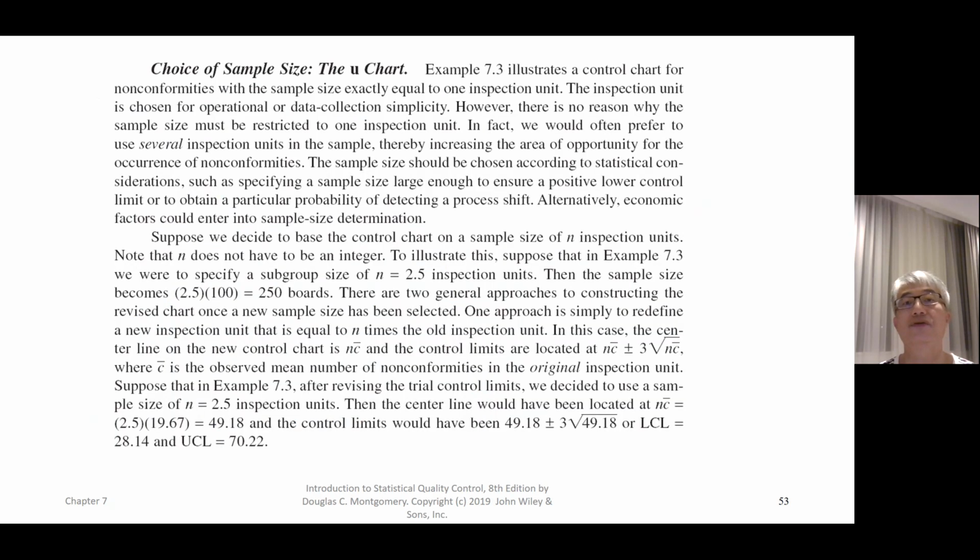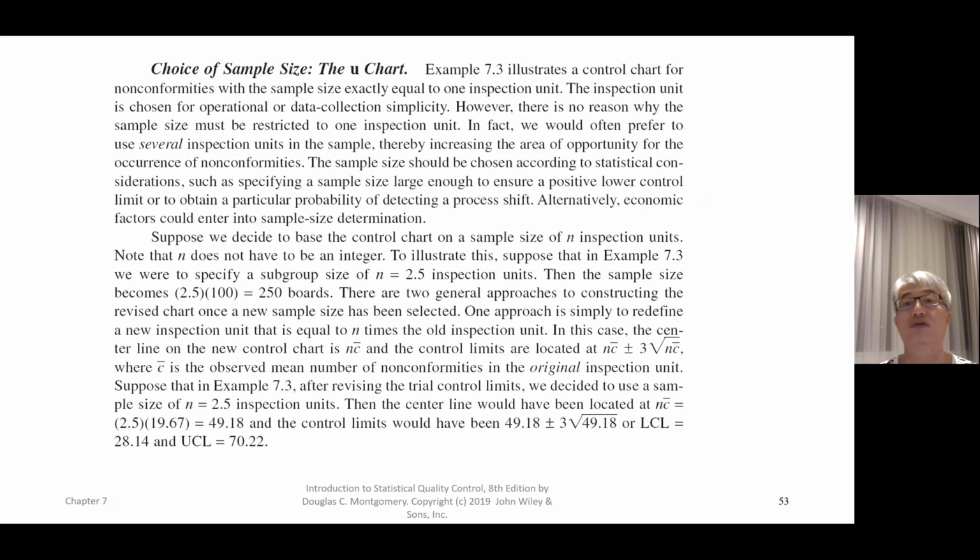So, choice of the sample size, the U chart. Example 3.7.3 illustrates a control chart for nonconformities with the sample size exactly equal to 1 inspection unit. That inspection unit was chosen for operational or data collection simplicity. However, there's no reason why the sample size must be restricted to 1 inspection unit. In fact, we would sometimes prefer to use several inspection units, thereby increasing the area of opportunity for the occurrence of nonconformities.